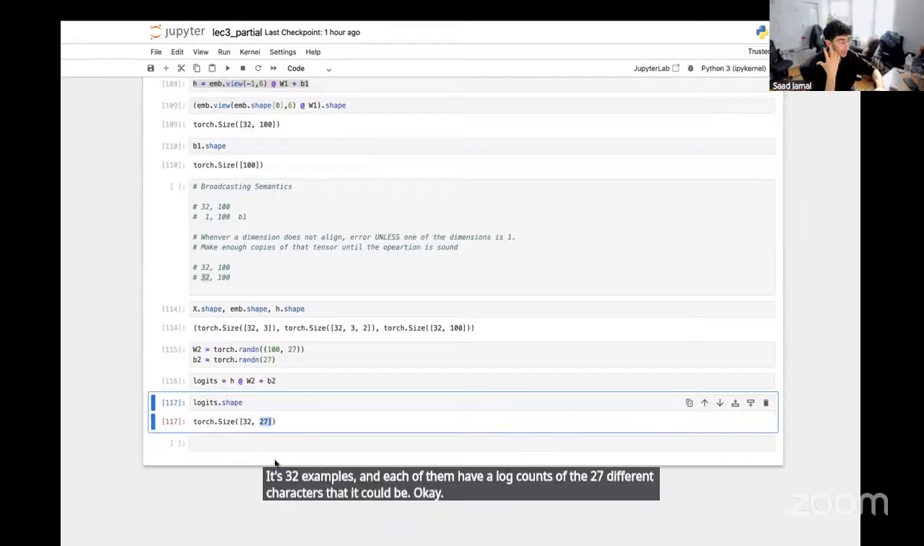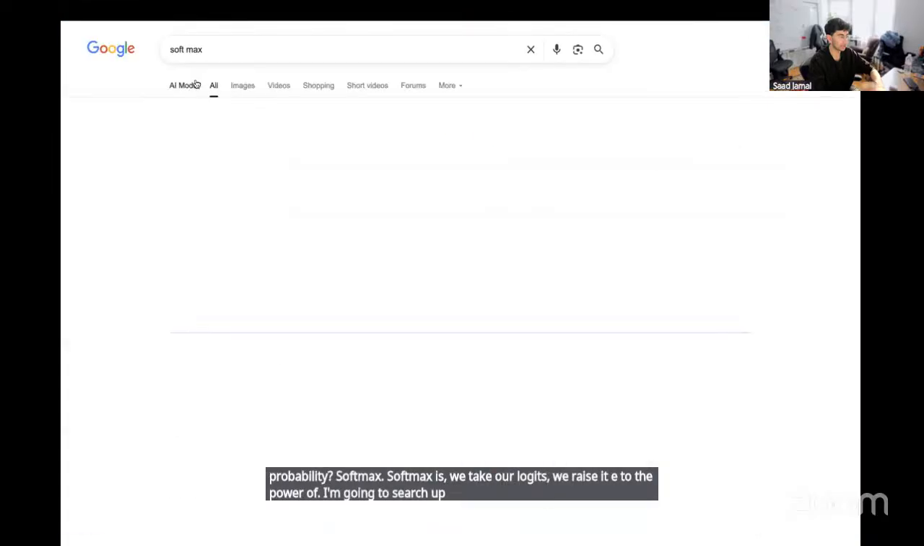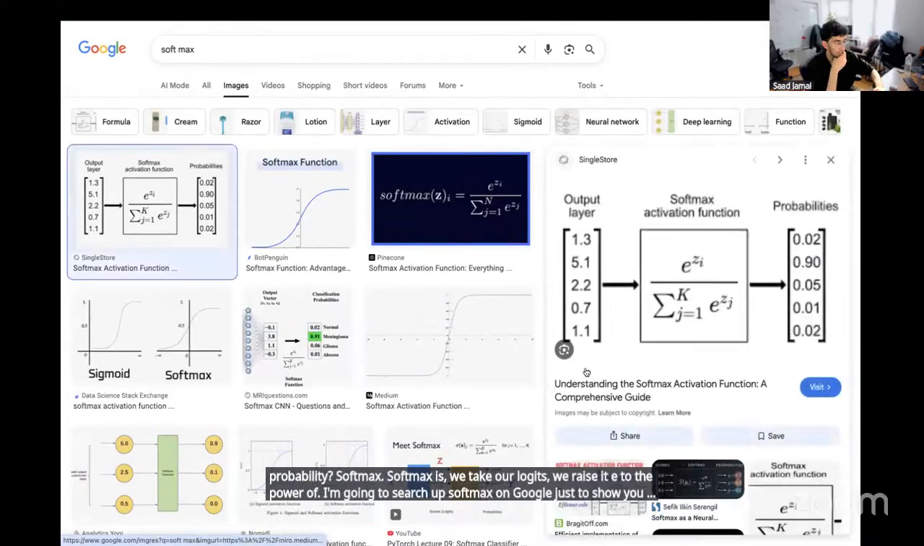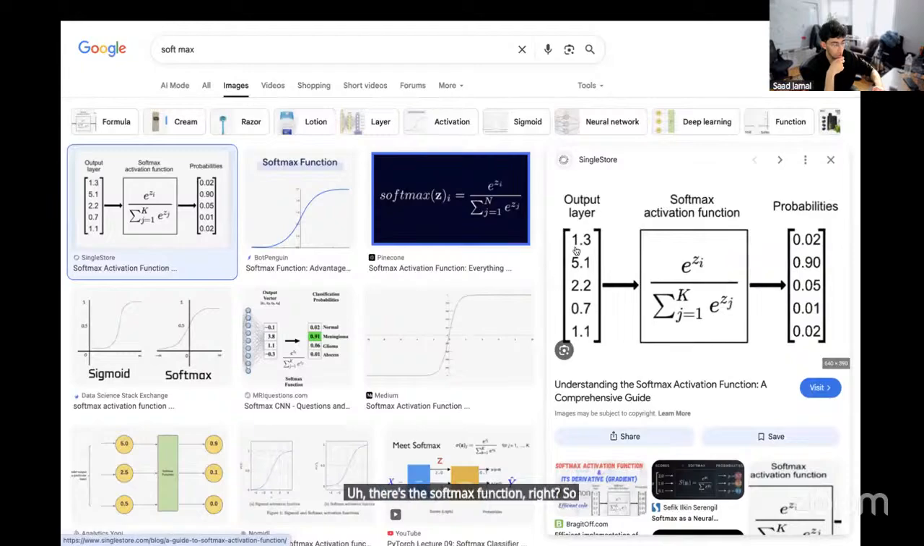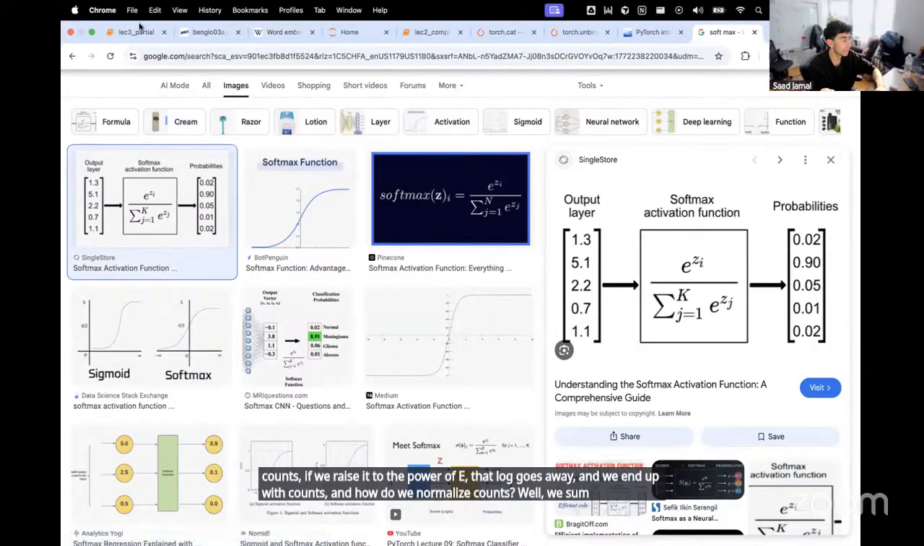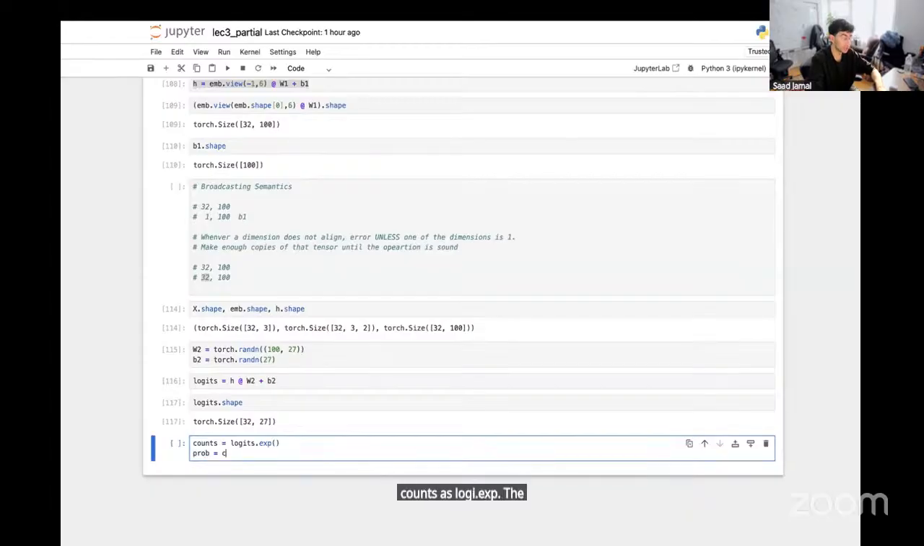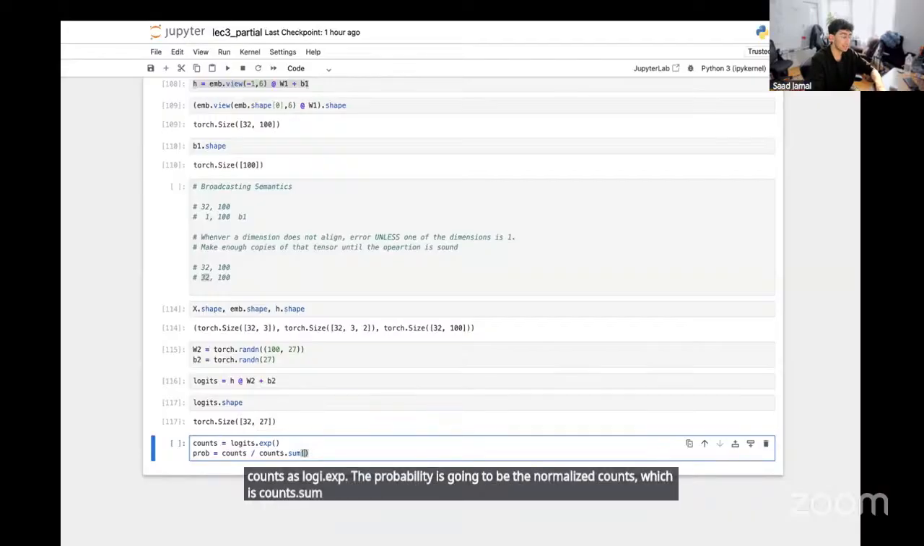Okay, cool. How do we turn this into a probability? Softmax. For softmax, we take our logits and raise e to the power of them. I'm going to search up softmax on Google just to show you. There's the softmax function, right? So if our output layer is logits, log counts, and we raise e to the power of it, that log goes away and we end up with counts. And how do we normalize counts? Well, we divide by the total sum of all of those counts. So let me do that. Counts is logits.exp. The probability is going to be the normalized counts, which is counts.sum. And I need to make sure that I don't just do this, because this is counts.sum.